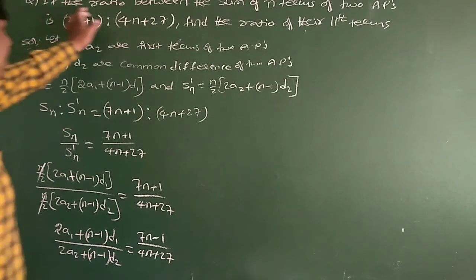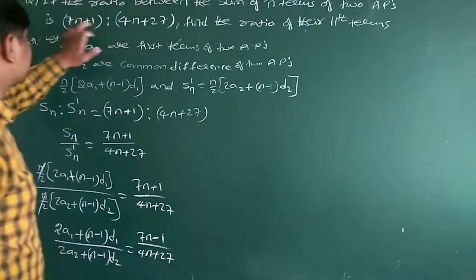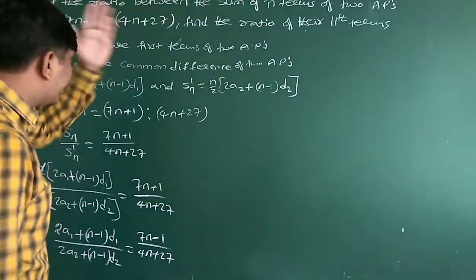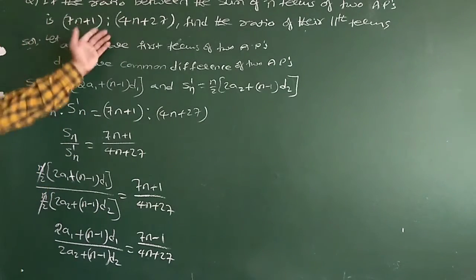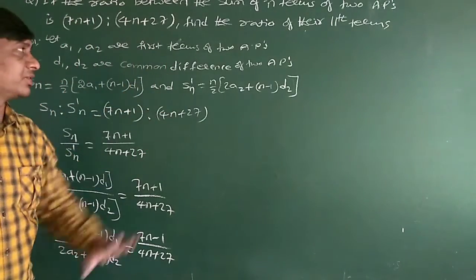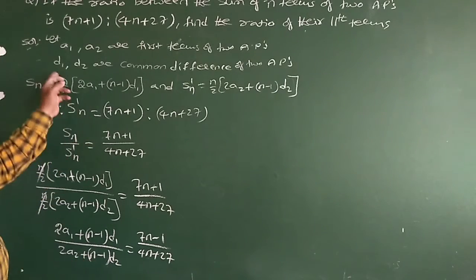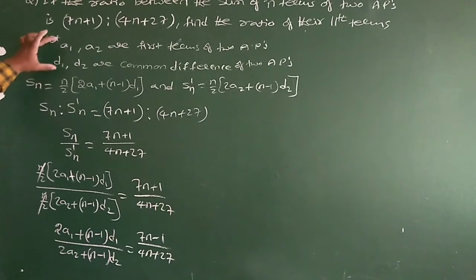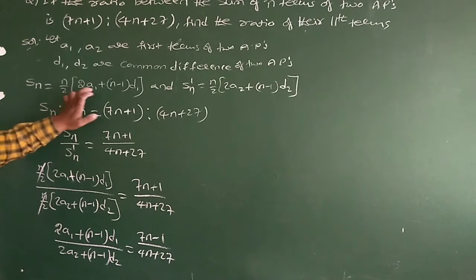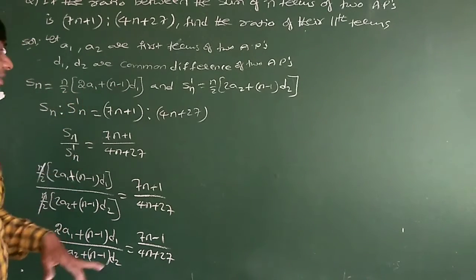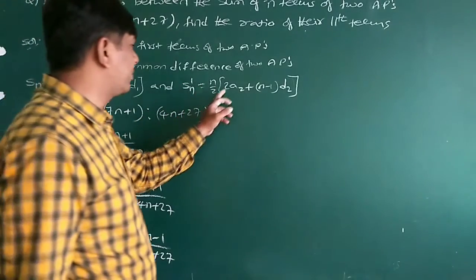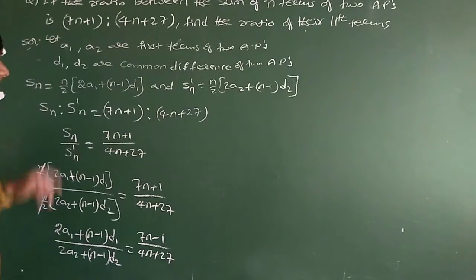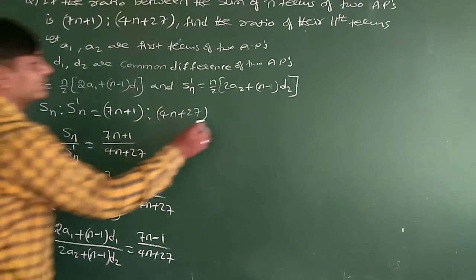Here the ratio between the sums of n terms is given, these are not the sums of n terms themselves. So first I suppose a1, a2 are the first terms of two APs, and d1, d2 are the common differences of the two APs. Now, Sn is equal to n by 2 into 2a1 plus n minus 1 into d1, and S dash n is equal to n by 2 into 2a2 plus n minus 1 into d2. Now, this is the given information.